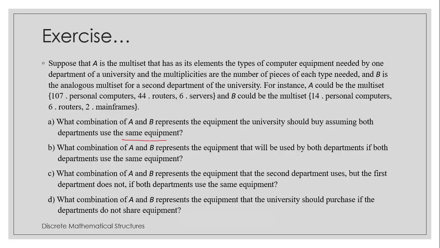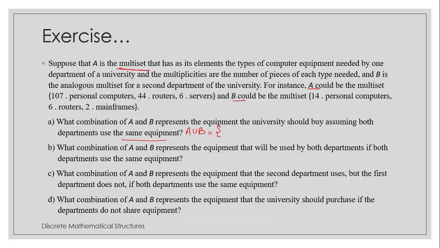So these questions are basically on operations of multisets, that is, what operation should be applied to these two multisets to achieve these answers. Now when we are sharing the equipment, that means we need to buy the maximum requirement from a department. So maximum is given by union. So the answer here will be A union B.